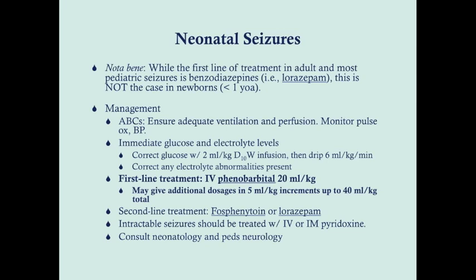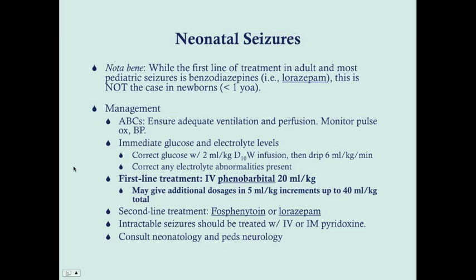You want to monitor their pulse oximetry and their blood pressure. You also want to get an immediate glucose and electrolyte levels, particularly glucose. Hypoglycemic seizures are not terribly uncommon, so you get that heel stick glucose. If it's low, particularly below 40, then you'll correct the glucose with 2 mL per kg of D10 water, and then you can drip D10 water after that. You also want to correct any electrolyte abnormalities that are present as well, but typically that's going to take a little time to get those back.